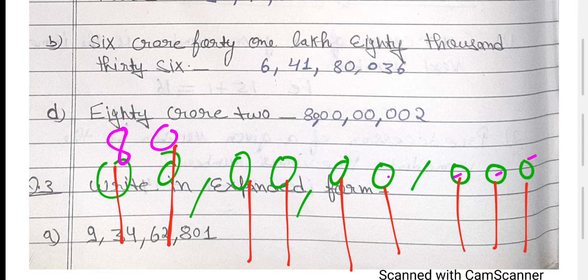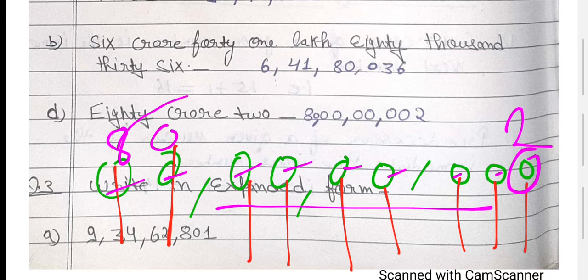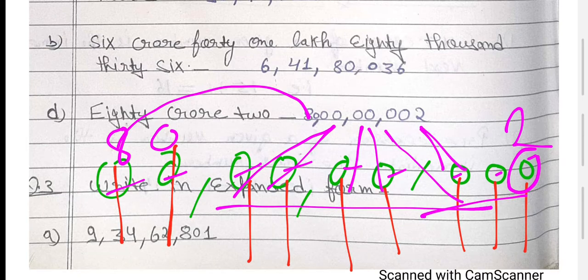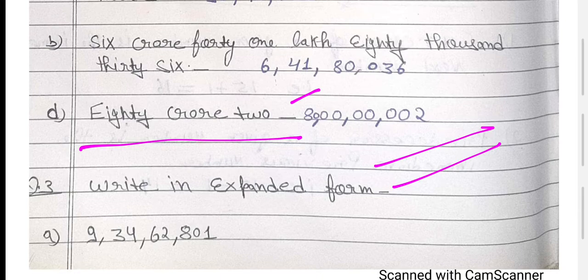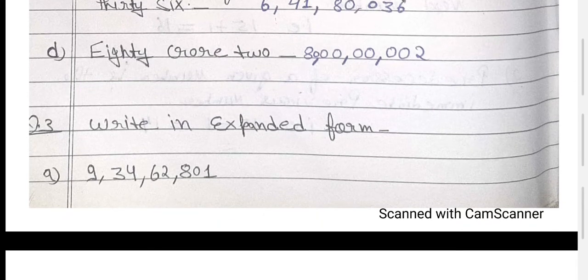1, 10, 100, 1000, 10,000, lakh, 10 lakh, crore, 10 crore. It is 80 crore. Now only 2 is there. So at the last place you have to write the 2 and the remaining places are 0. So your answer becomes 80, 00, 00, 002. Remaining digits are not present here, so you have to write 0 in those places. Okay. Now come to question number three.